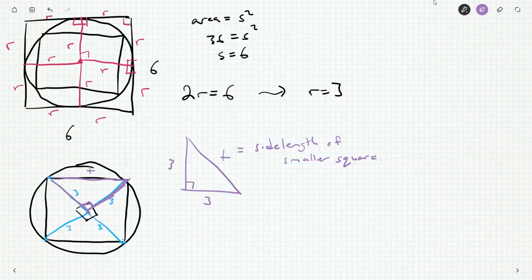Now, why is this helpful? Well, what do I want? I want the area of the smaller square. If I knew the side length, I'd be all set. Because the area is just t squared. So if I knew t, I'd be done. What does the Pythagorean theorem tell me? It tells me t squared is 3 squared plus 3 squared. Now, I could solve for t, or I could realize, hey, I don't need to, because I don't care what the side length is, I really just want the area. And if I can get the area t squared without having to solve for t, so much the better. It saves me just a fraction of time as long as I can realize this.